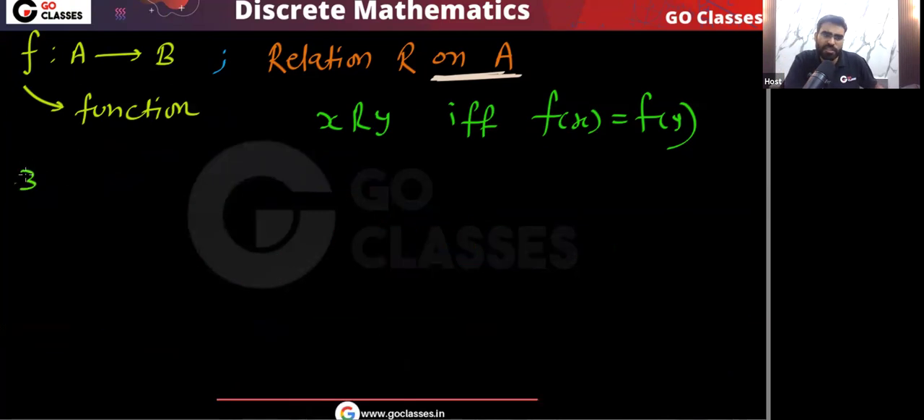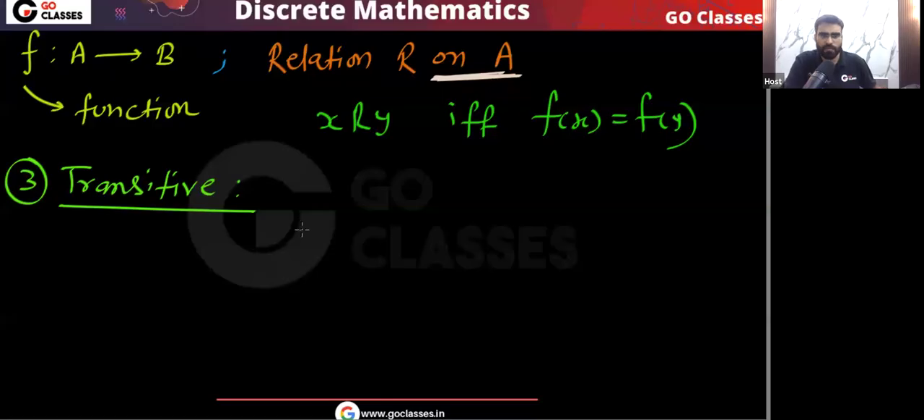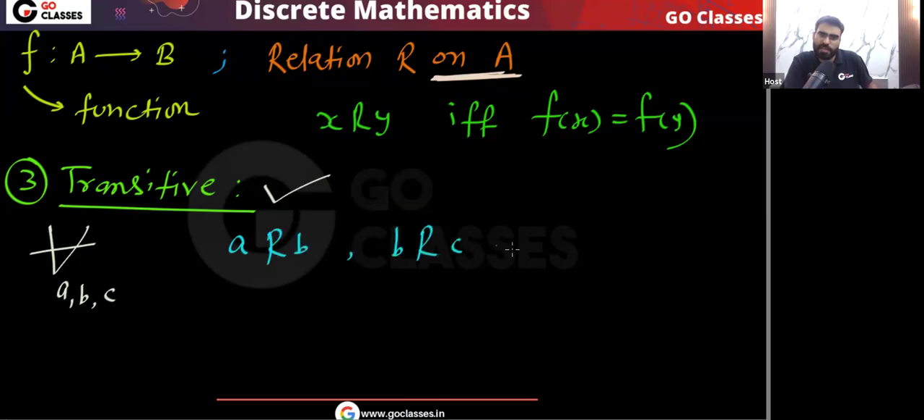Now you tell me about transitive. What can you say about the transitive property? Is this transitive? Yes, this will be transitive because whatever three elements you take, if A is related to B and B is related to C, can you guarantee A will be related to C?